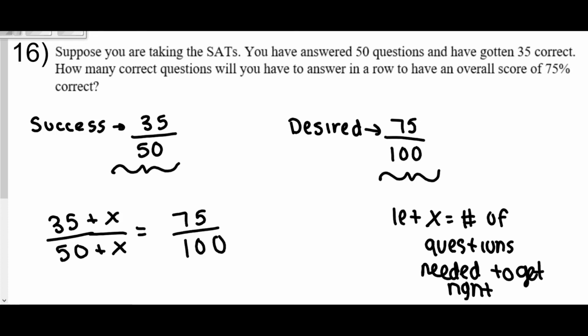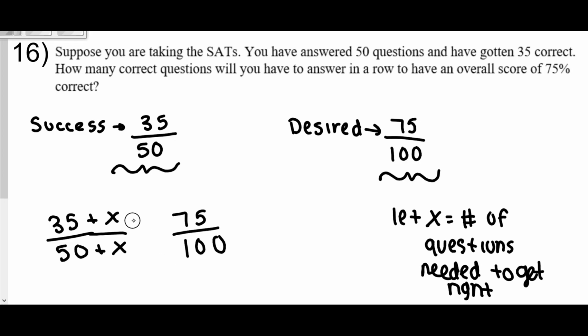Now this x over x, we're trying to figure out how many questions we need to get right in order to get a 75%. But for every question that we get right, we have to add it to also our total questions answered, because, well, if you get a question right, that means you answered the question. So, yeah. And then at this point, we would just cross multiply.